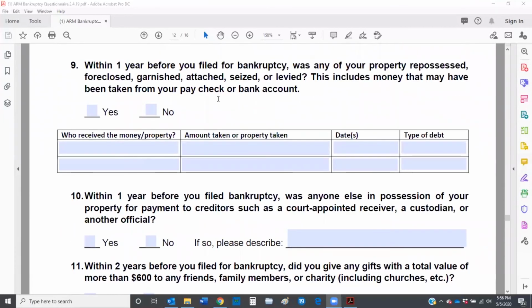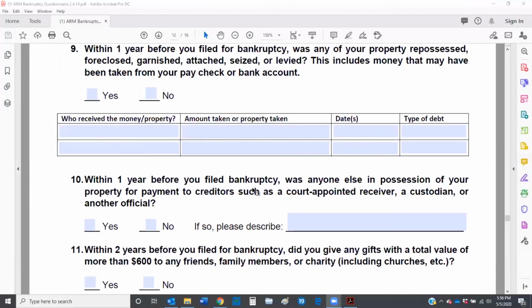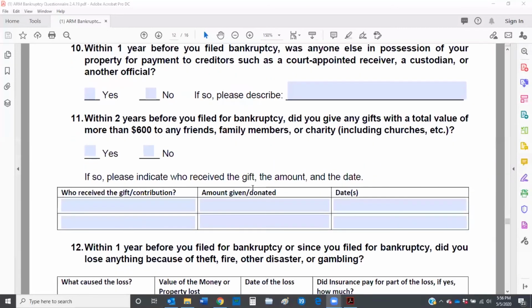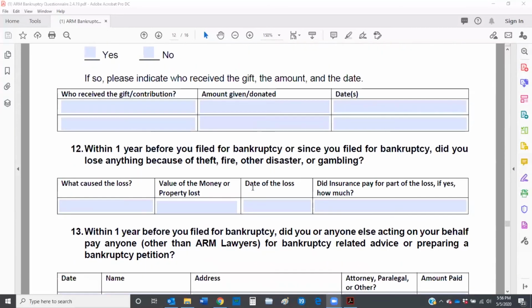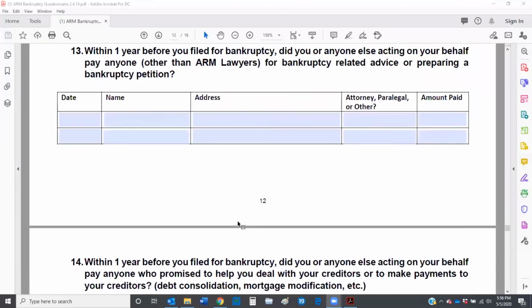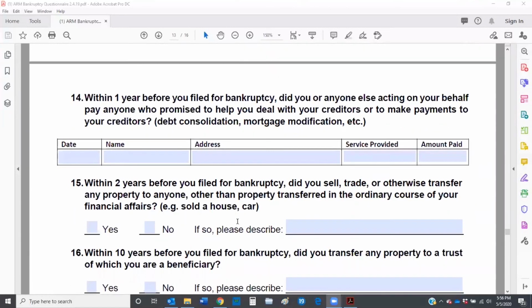Was any of your property repossessed, foreclosed, garnished, attached, levied, or seized? It's important information. Please indicate who received it, the amount that was taken, and the date. Just going through, making sure you really think about the timeline and the question. We're looking to make sure we have all of the information listed.